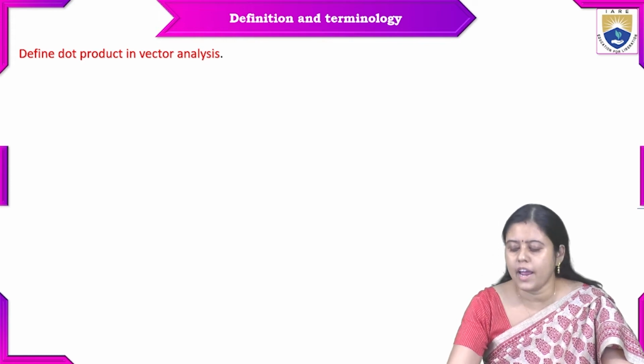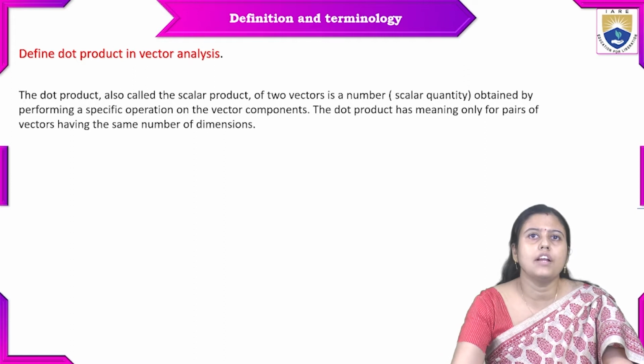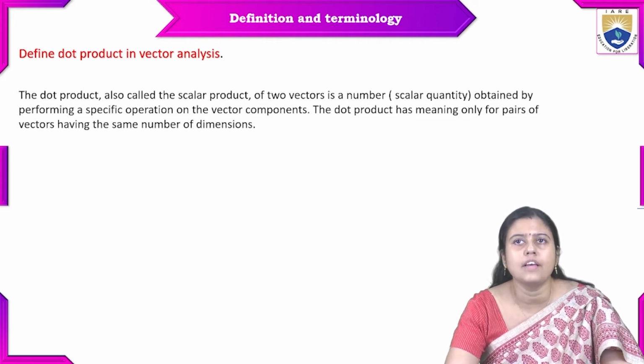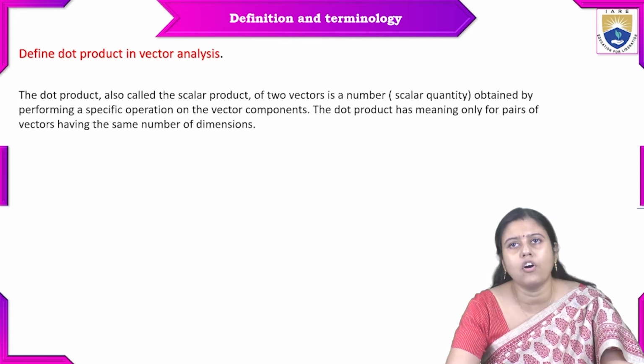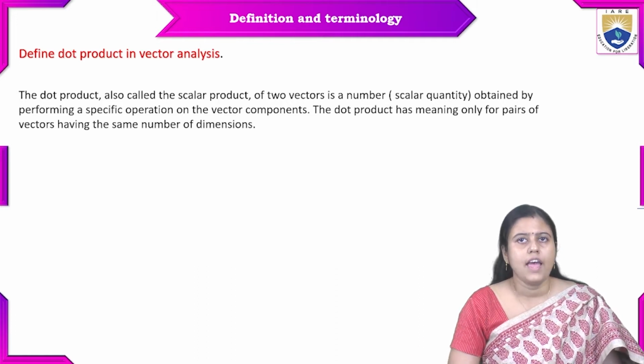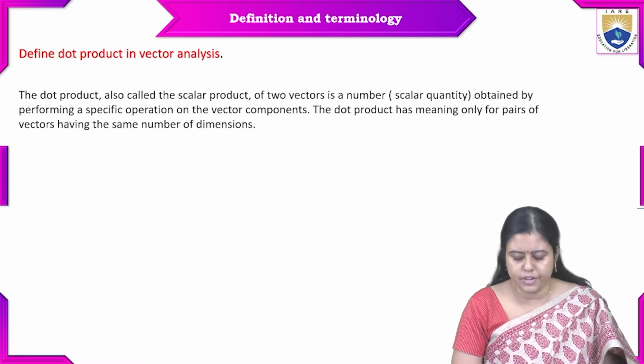What is dot product and what is cross product? So the dot product is also called the scalar product. It is a product or multiplication of two vectors, a number obtained by performing a specific operation on vector components. We will multiply two vector components and we will get a number or a scalar quantity. The dot product has meaning only for pairs of vectors having the same number of dimensions.